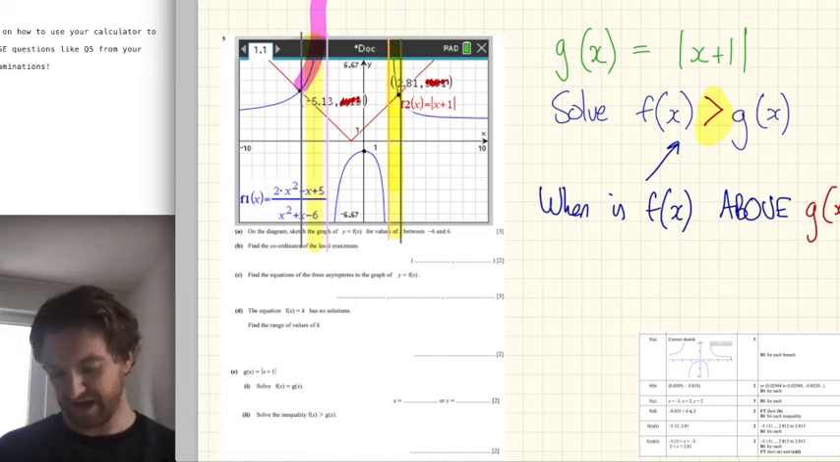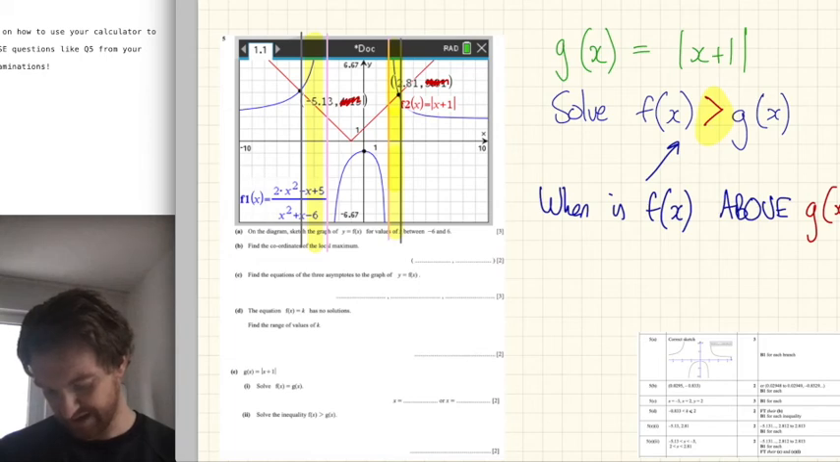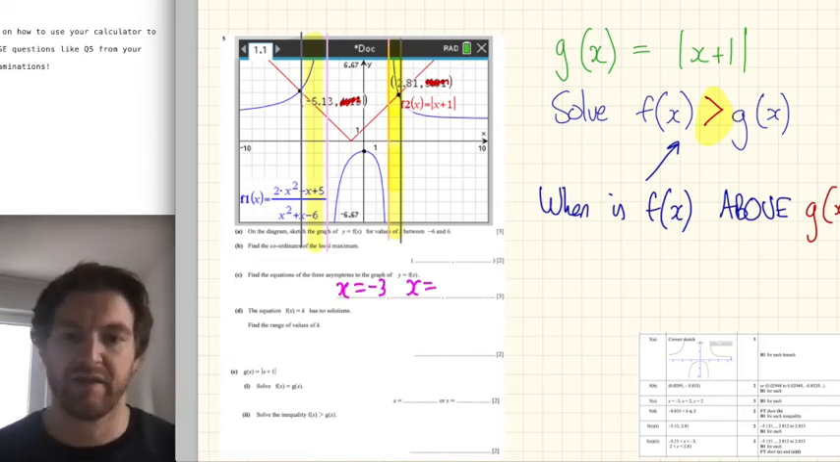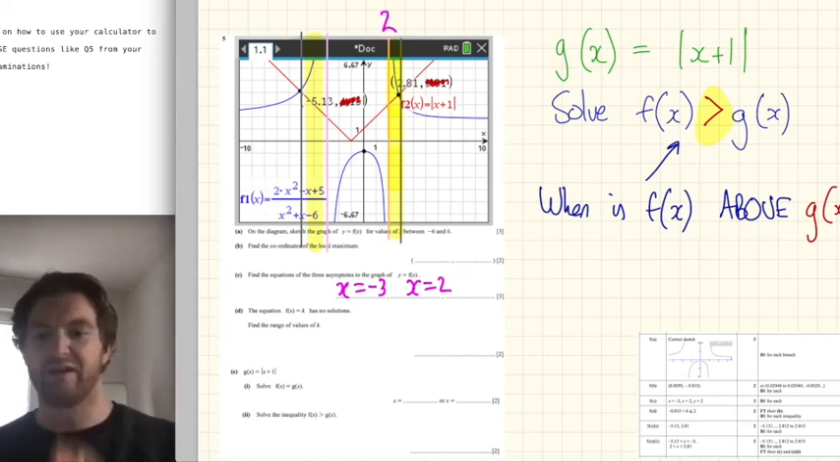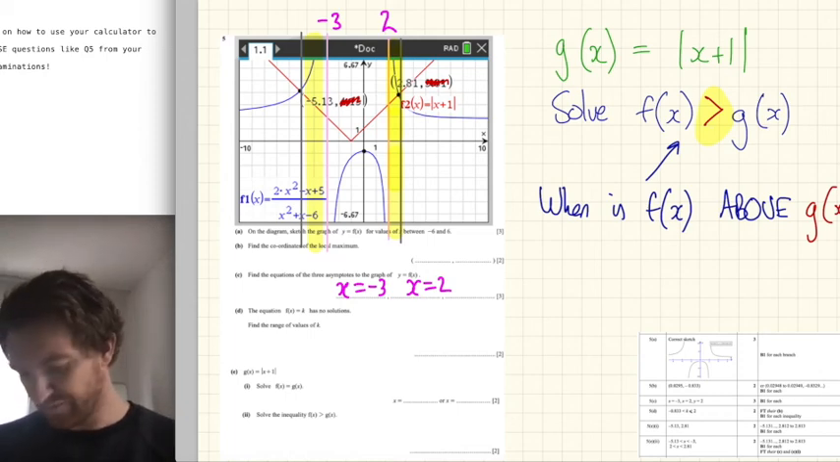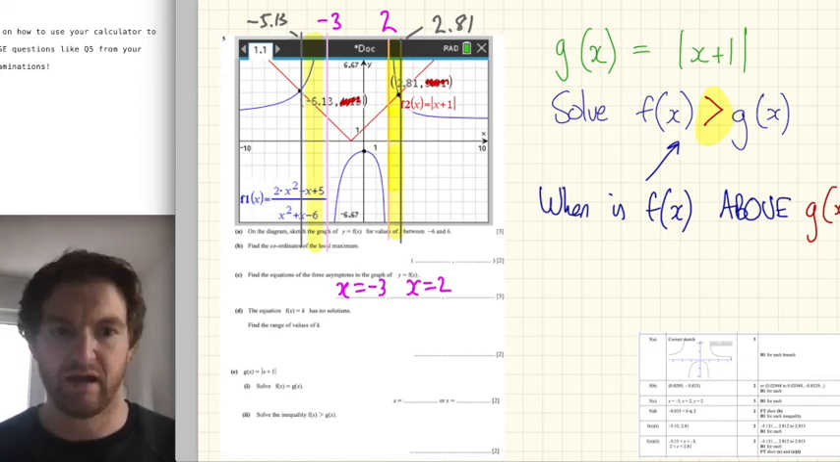Now we have to go right back to the first question, where we said that we knew two of the asymptotes were x is -3 and x is 2. And those are those vertical lines that I've drawn in there. We know that 2 and -3 are like the cutoff lines, as asymptotes. We know from the previous question we just did that we have -5.13 here, and at the other end we've got 2.81. And the yellow bits are where the line is above the red line being g of x and the blue line being f of x. So we can see in those shaded yellow spaces is when it's above.